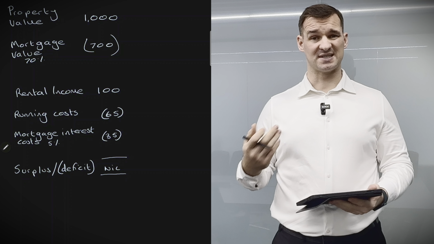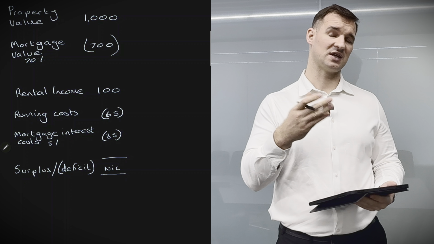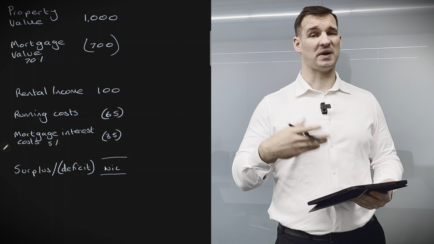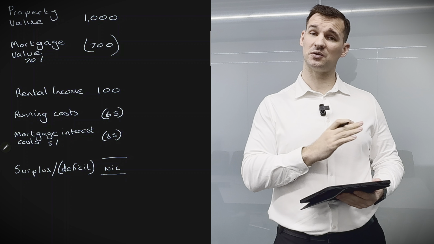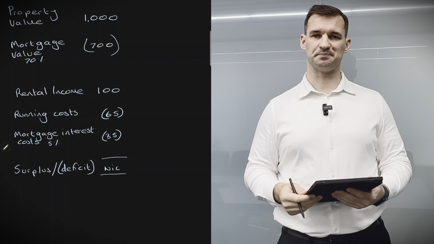Let's assume those running costs are £65, and then bear in mind you have a £700 mortgage, and let's assume you've got a 5% mortgage rate, so you're paying £35 mortgage costs. So you have £100 income, running costs are £65, mortgage costs are £35, which means you have no profit, but you also have no loss. You don't have a surplus and you don't have a deficit.